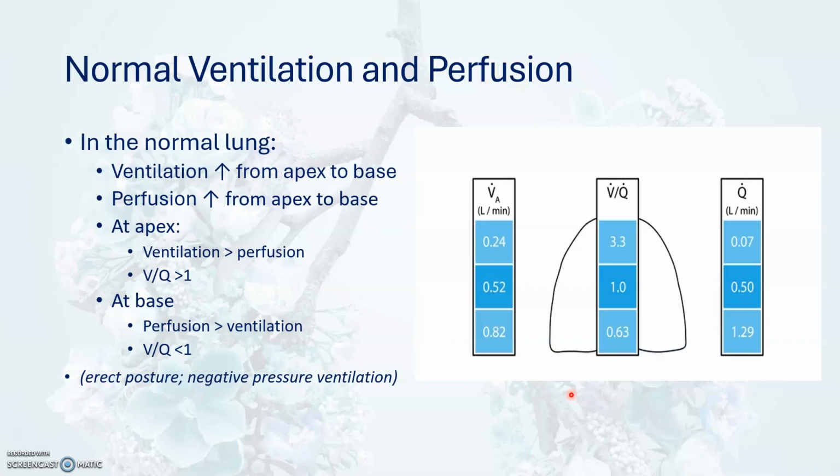So ventilation and perfusion are best correlated in the erect lung during normal negative pressure breathing. Although, having said that, the VQ ratio is highest at the top of the lung and lowest at the bottom of the lung.